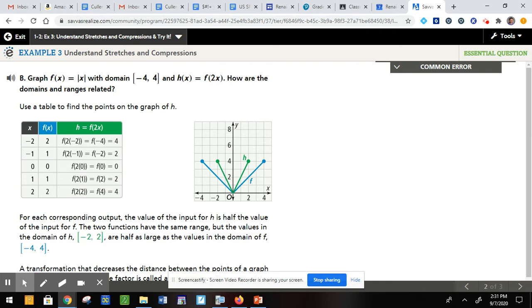Okay, because the x values are now between a domain of -2 and +2. So we're really only looking at half of the domain. So in this case, the range is the same, but the domain is only half of what the original domain was. Unlike on the last one, where the domain was the same and the range doubled. Okay.